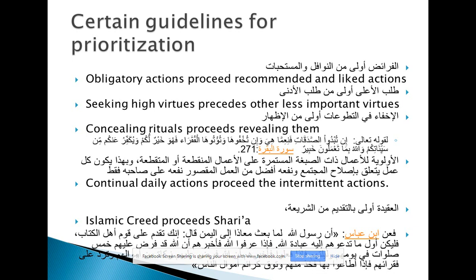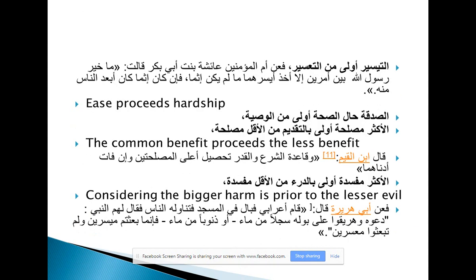All right? Ease precedes hardship. In other words, make it easy and don't look for harder things. I've had a number of women who became Muslim and then she's in a hurry to wear niqab and consider all the different details of bid'ah and all that, and then all of a sudden she drops out because she went very hard.